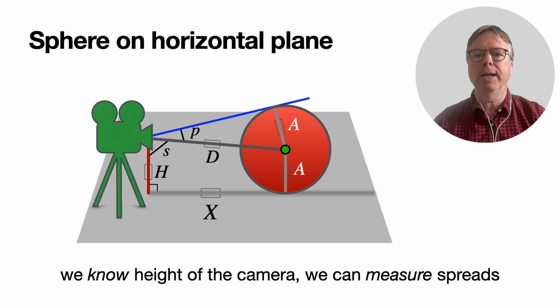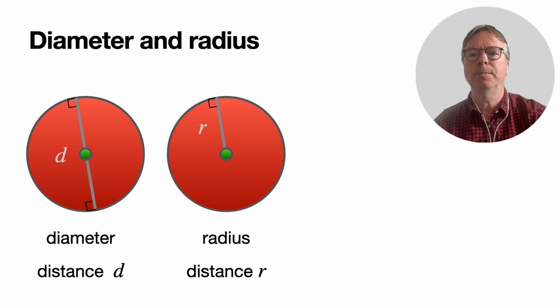When we put that all together, we know the height of the camera, that's the assumption, and we can measure the spreads. So D and X we don't know, but it turns out we don't need to know that. But what we want to know is A, the radius.